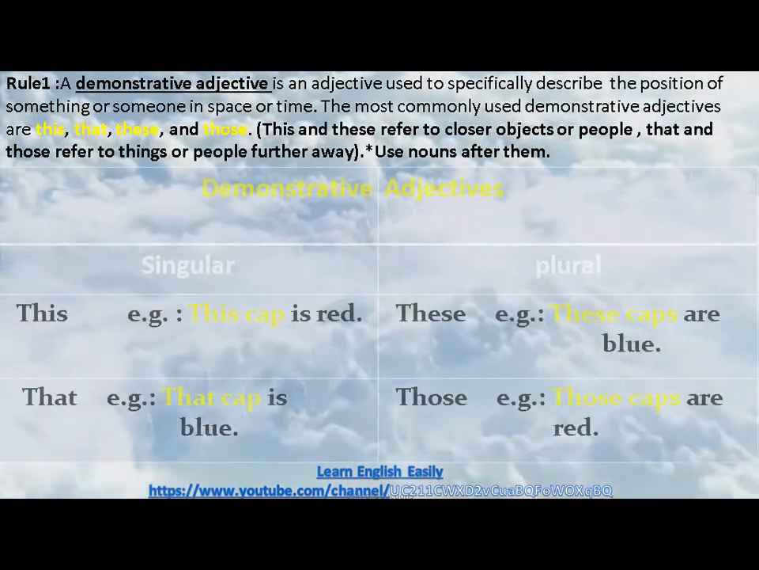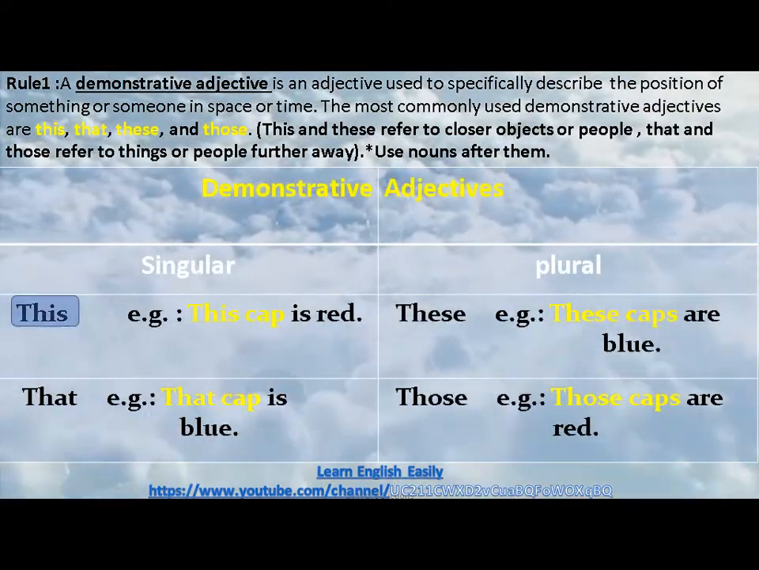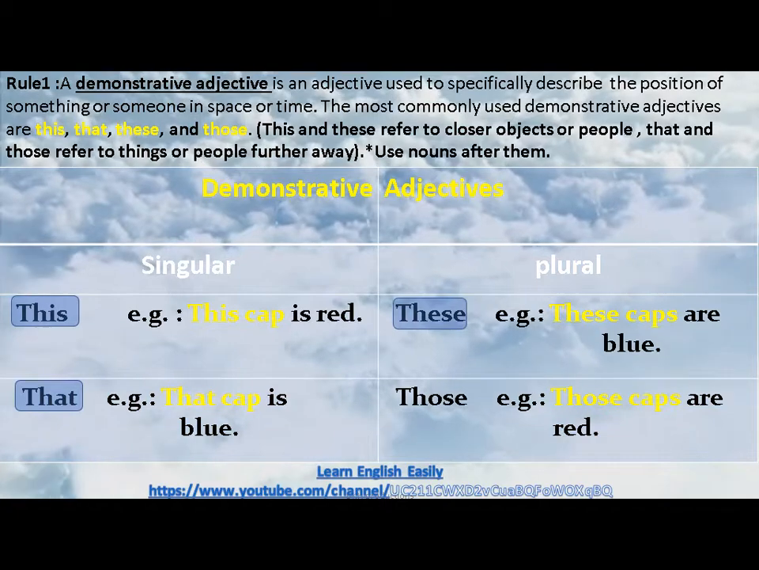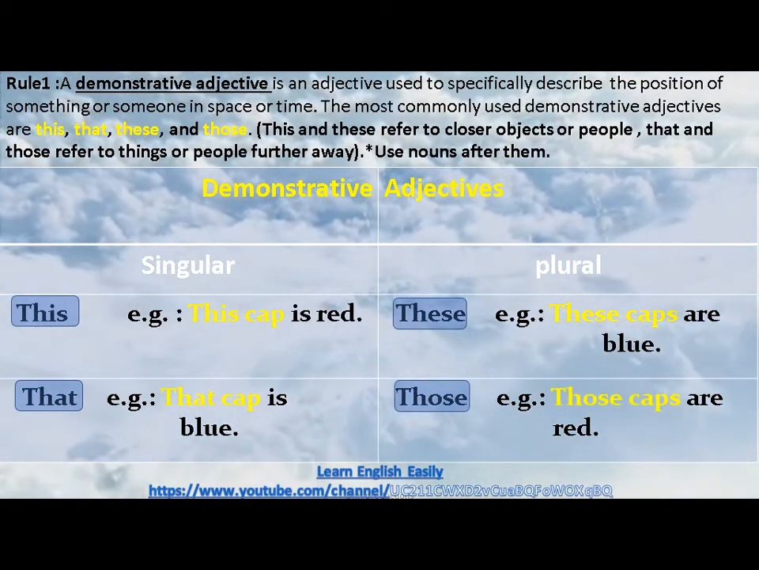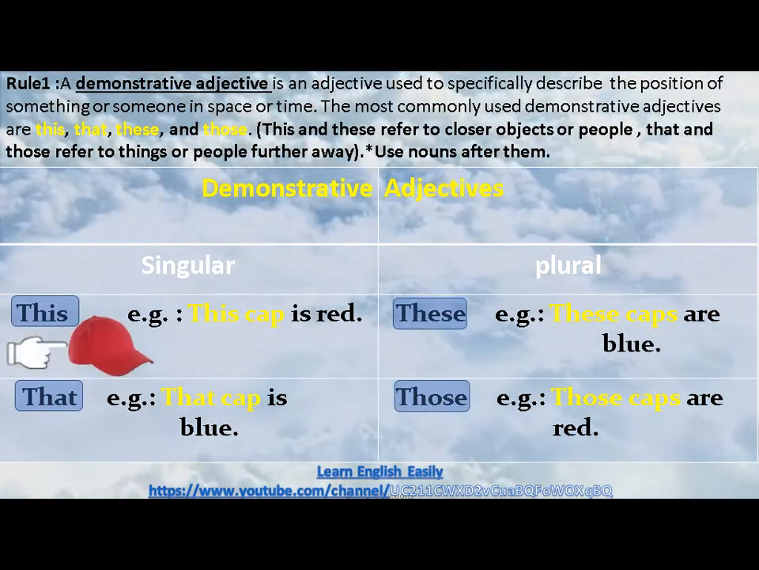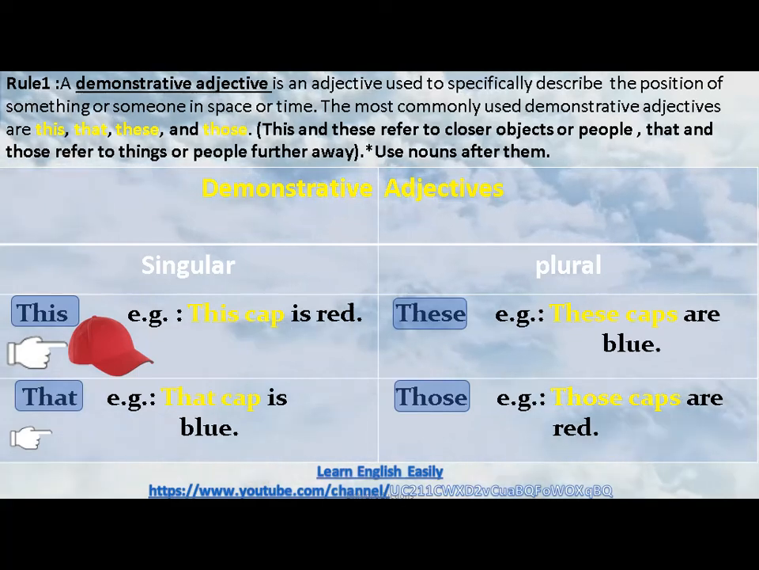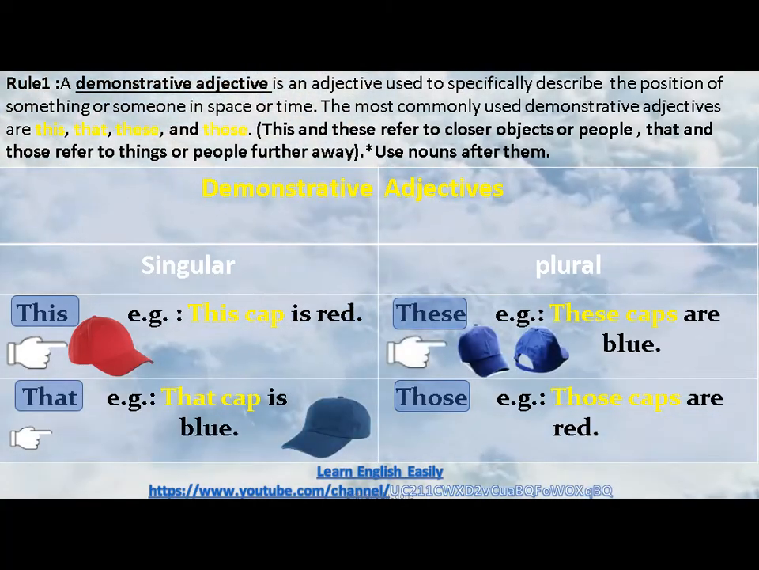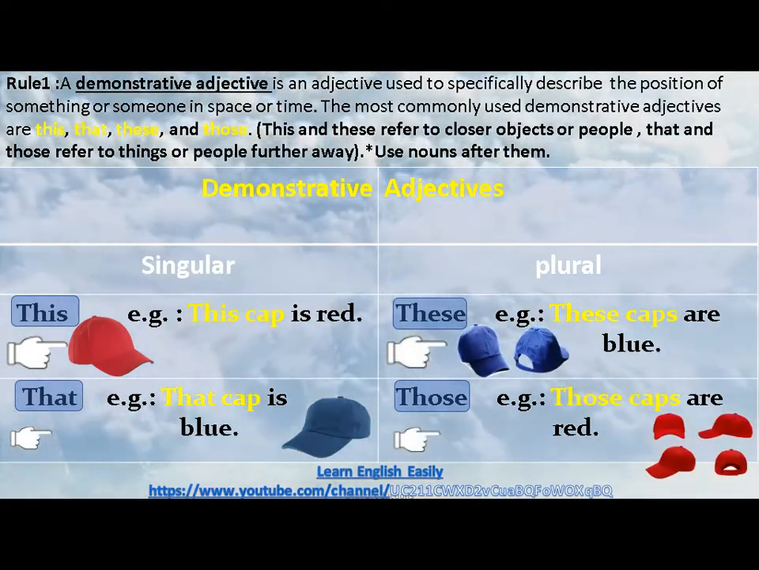Demonstrative adjectives. This, that, these, those. Examples: This cap is red. That cap is blue. These caps are blue. Those caps are red.